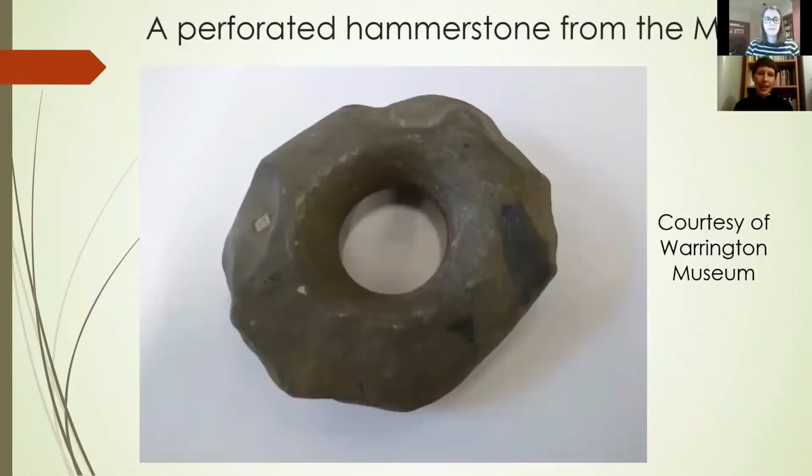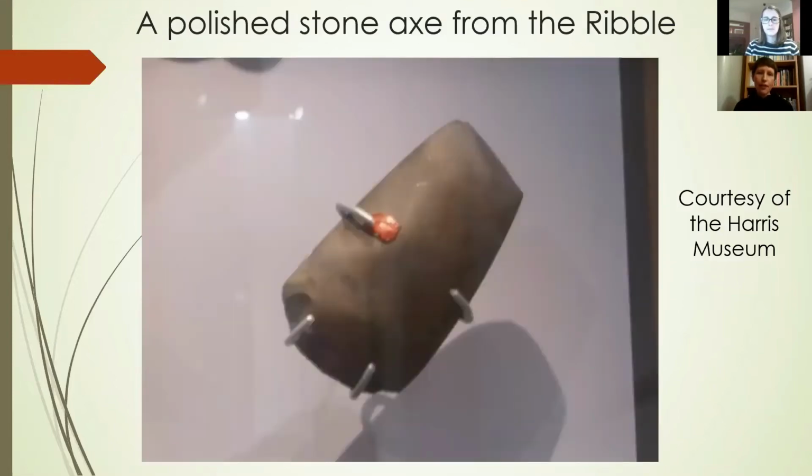And from this local area, very close to Little Woolden Moss, near to the confluence of the Glazebrook and the River Mersey, we find a perforated hammerstone. So this might have been deposited by those very people who lived in the temporary camp at Great Woolden Hall on the edge of Little Woolden Moss. But further north from the Ribble, we find this perforated hammerstone, which we can see is from the Harris Museum, the other find being from Warrington Museum.